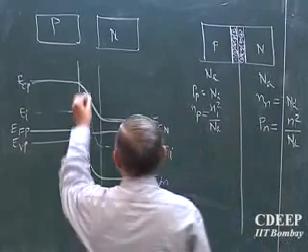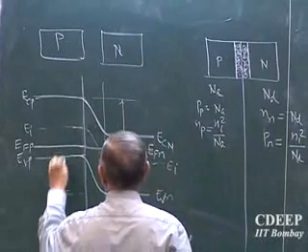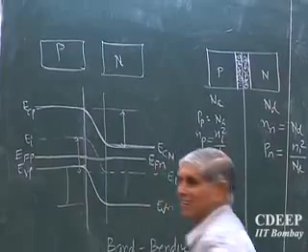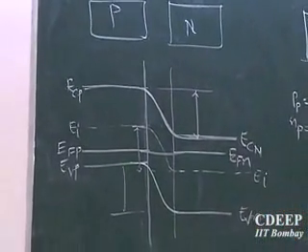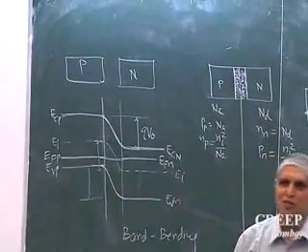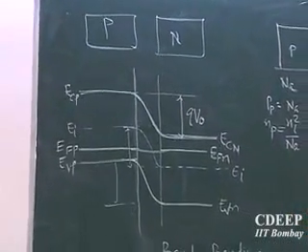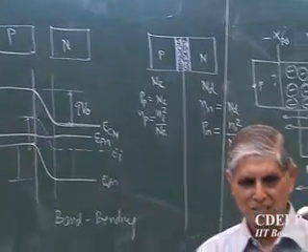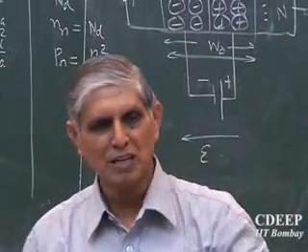How much will this be, or even this, or even this? They are all equal. What will this be due to? The built-in electric field. The built-in energy is qV0. So the band bending essentially tells how much built-in voltage is created. Larger the built-in voltage, steeper will be the bending.